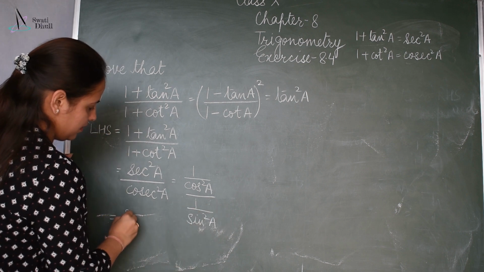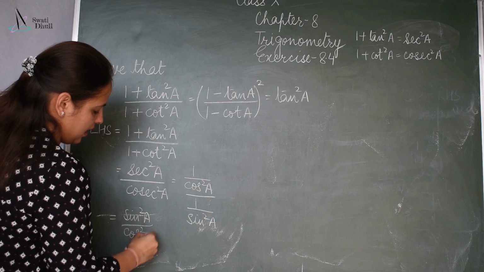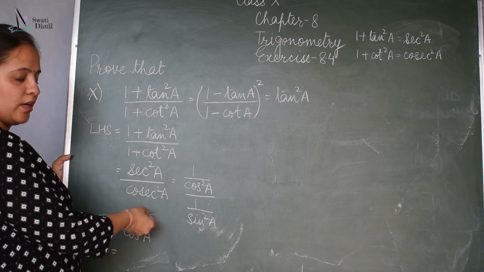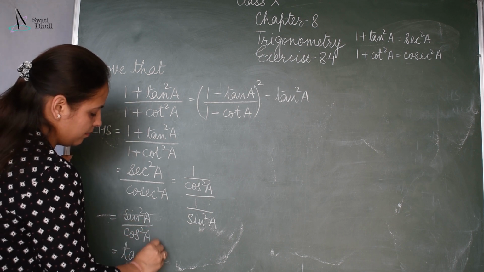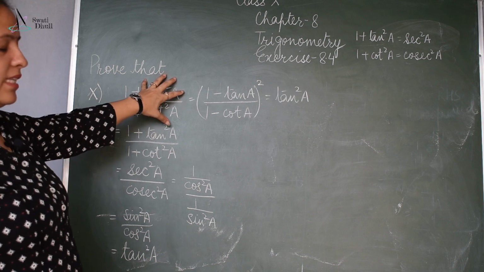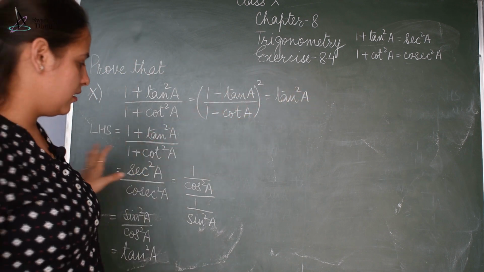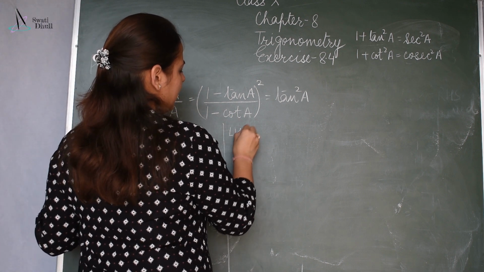So this will become sine square A divided by cos square A. Sine upon cos is tan. So similarly sine square A upon cos square A will also become tan square A. Now you have got this term is equal to this term. Now let's take this term, that also we can take as LHS.